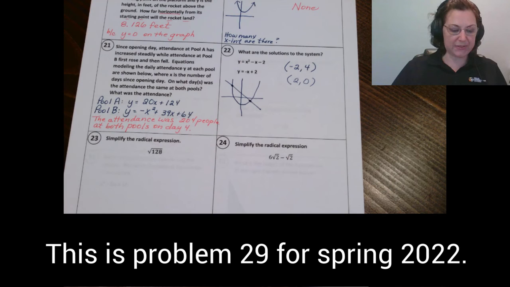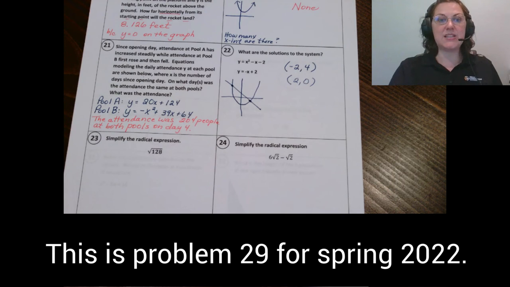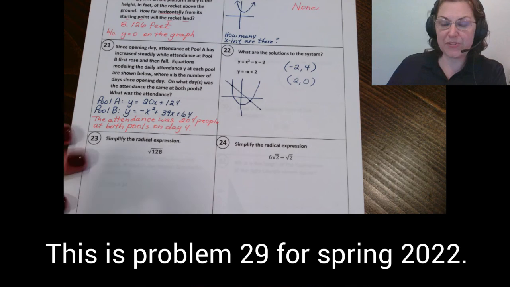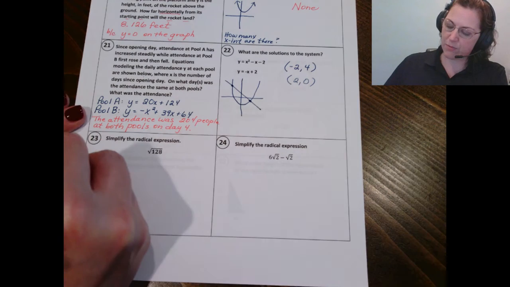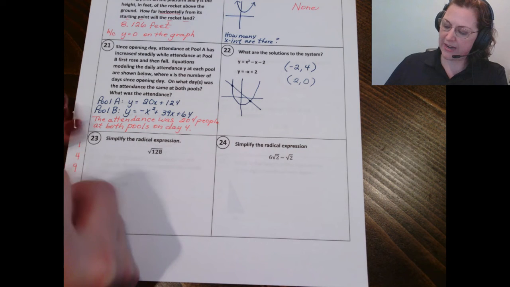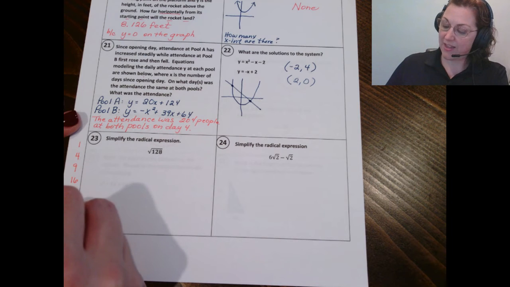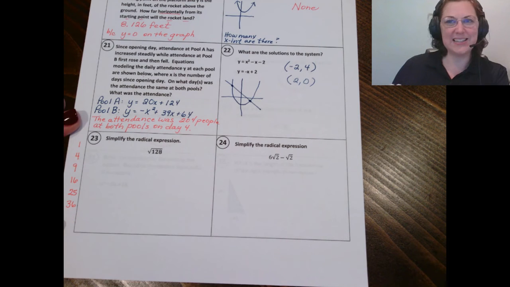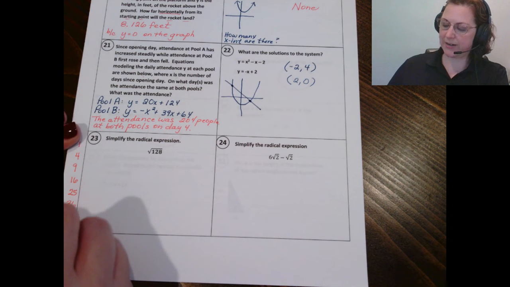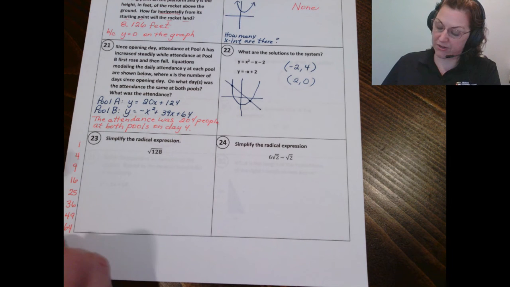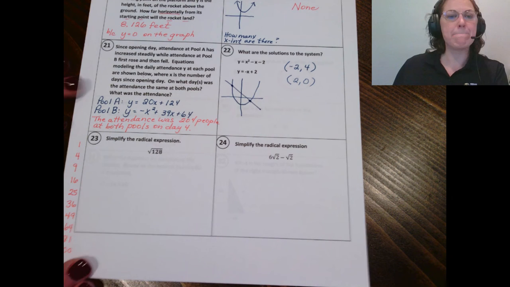We're asked to simplify. So I want you to think of these radicals and remember that we are trying to look for perfect squares. So think about your perfect squares. They're 1, 4, 9, 16, 25, 36, 49, 64. And then you could also do 81 and 100. I'll list them all out through 10, okay?